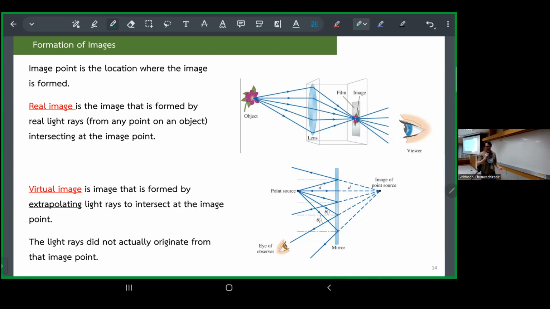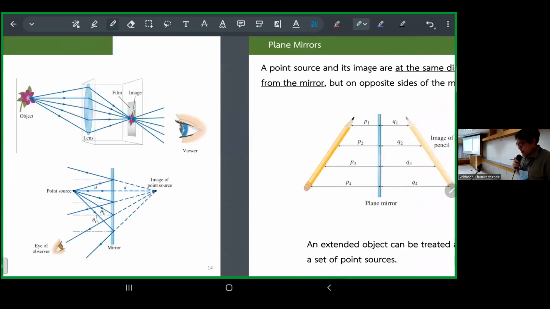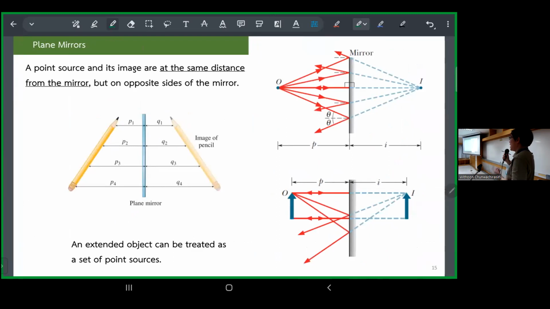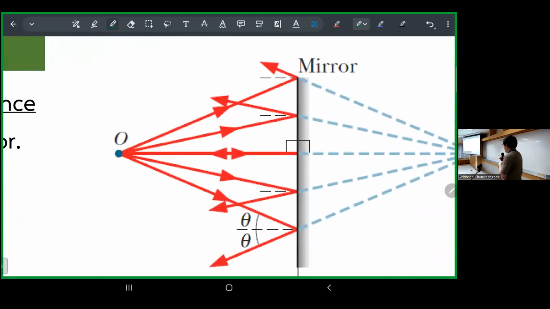So once you understand these two types of images, the only thing left for you is just try to apply those law of reflection and law of refraction and try to figure out where the rays go. And that's it. That's how easy it is. For example, look at this one, guys.